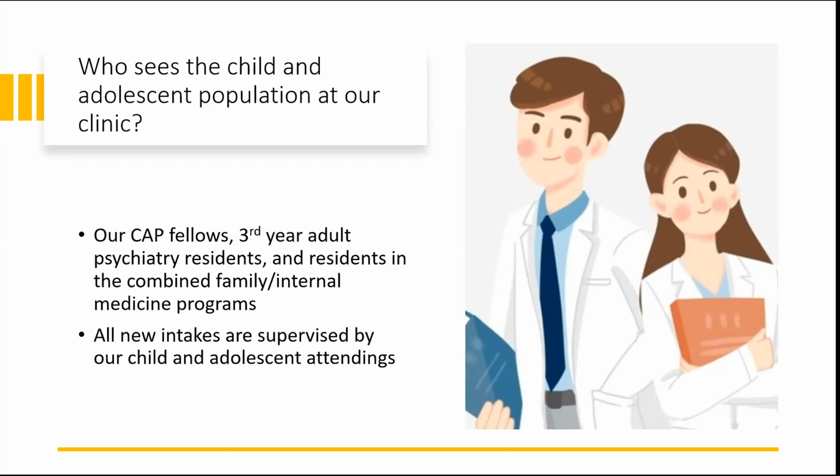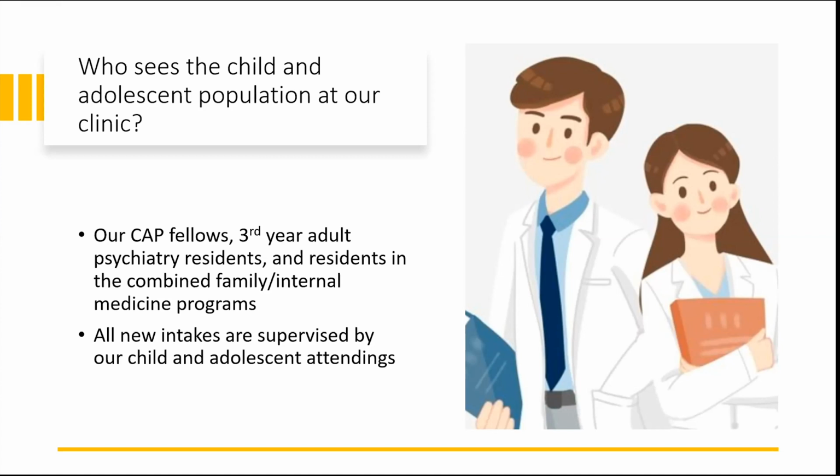In our general psychiatry program at UC Davis, we see child and adolescent patients during the 3rd year for a half-day clinic. And then our CAP fellows have completed 3 to 4 years of adult training in psychiatry, and now are completing their 2 years of child and adolescent psychiatry fellowship.